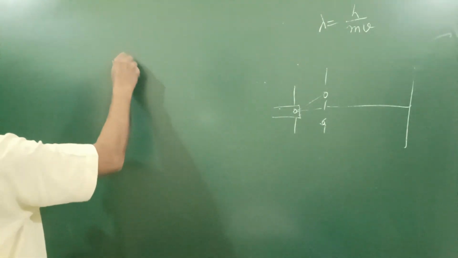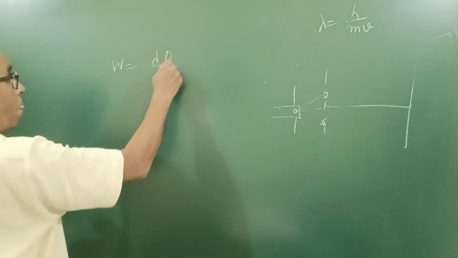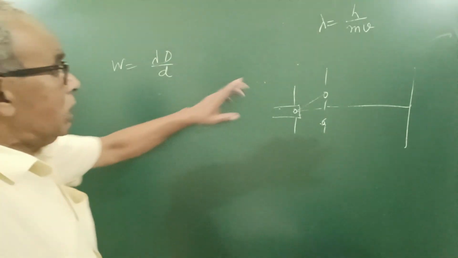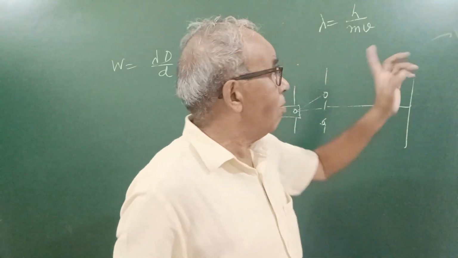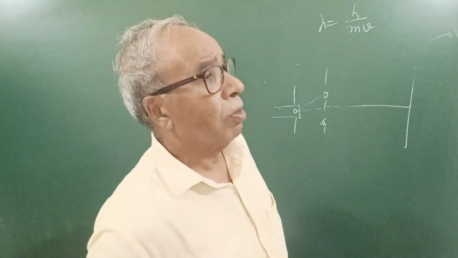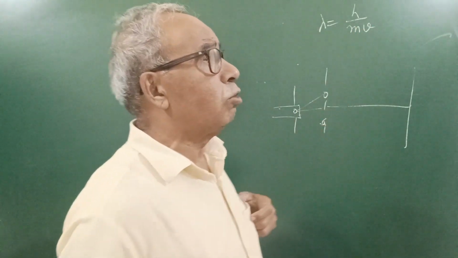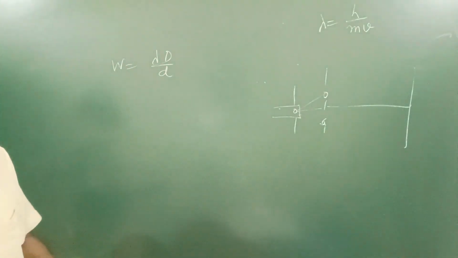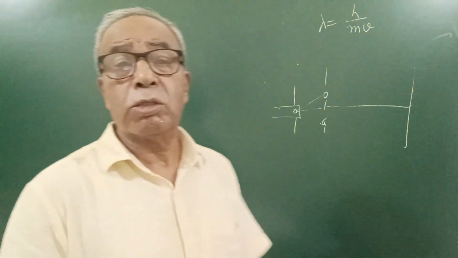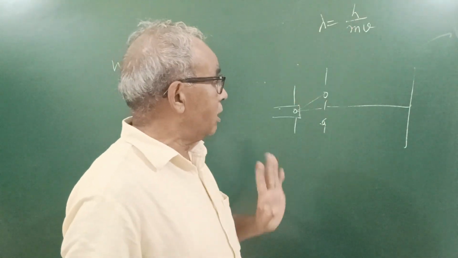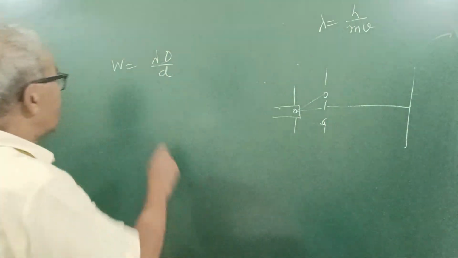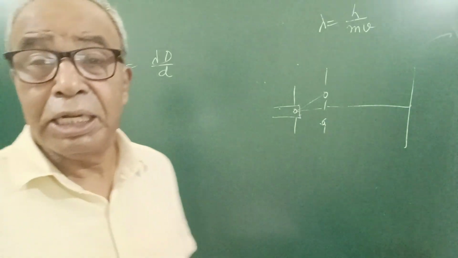And width of fringe is lambda D upon d. You are increasing the speed, so wavelength will be decreasing. Mass of the electron is supposed to be constant here, although it also increases with the speed. Mass of electron also increases with the increase of speed. So wavelength as a whole decreases, and as wavelength decreases, fringe width will decrease.